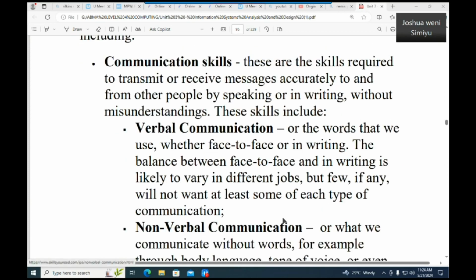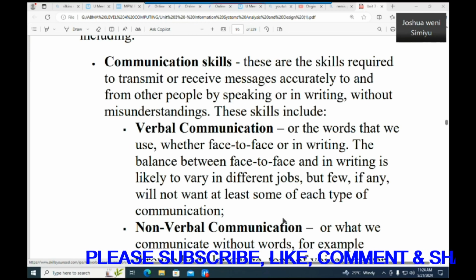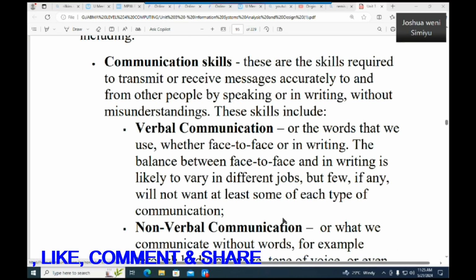Communication skills include, one, verbal communication. Verbal communication is communication through words. It can be face to face, where you're talking to somebody face to face, or maybe you are talking to somebody via writing. That is still verbal communication, because you are speaking either face to face or in writing. You need to do that without misunderstandings.